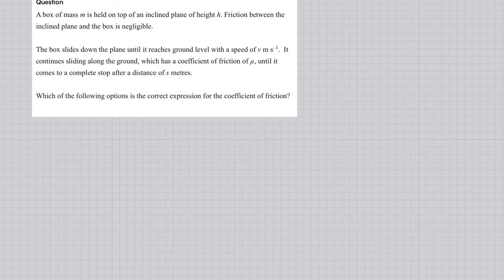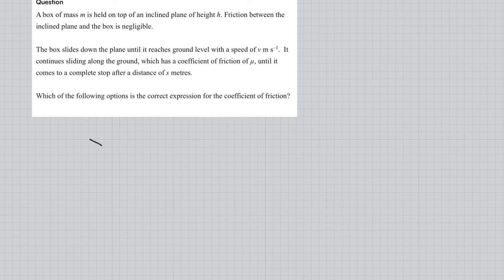So this question looks at a box of mass m held on the top of an inclined plane of height h. Friction between the inclined plane and the box is negligible. The box slides down the plane until it reaches the ground level with the speed of v. It continues sliding along the ground, which has a coefficient of friction mu, until it comes to a complete stop after a distance of s. Which of the following is the correct expression for the coefficient of friction?